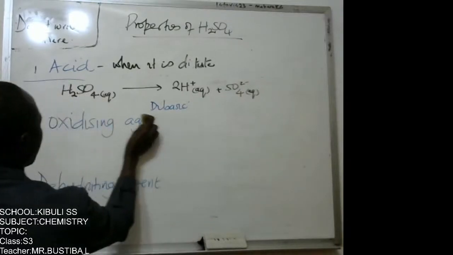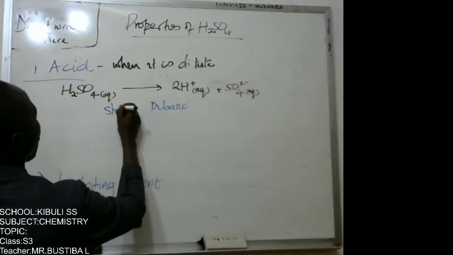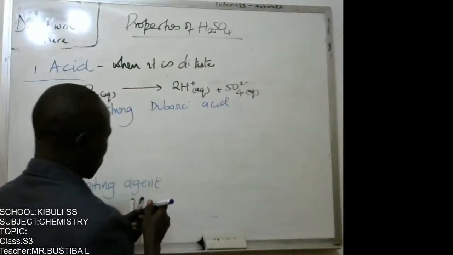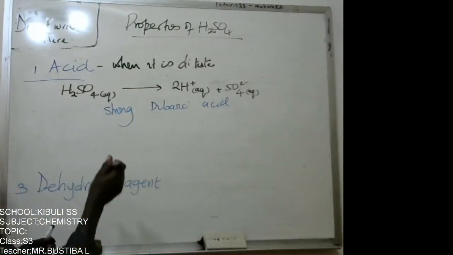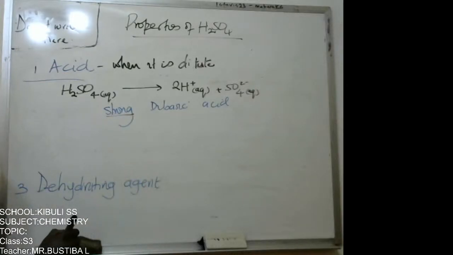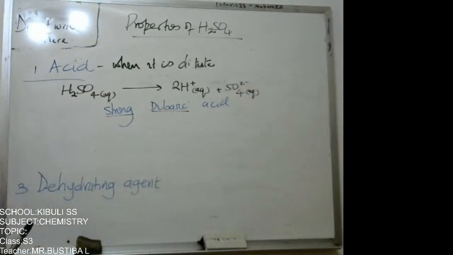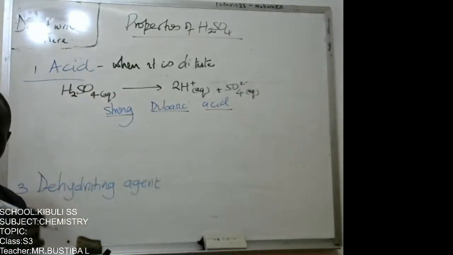And I want to add the word and say it is a strong dibasic acid, where there are two things covered here. Number one, what does it mean to be strong? Complete ionization. Number two, why does it qualify to be dibasic? Two hydrogen ions. Number three, why are we saying an acid dissolved in water? Because it can easily ionize.